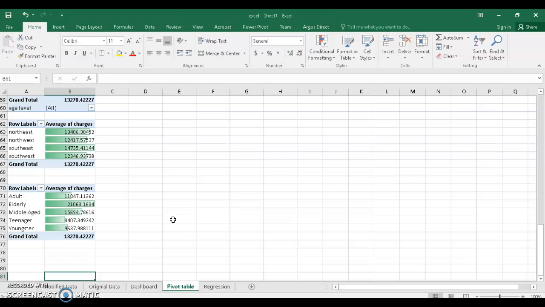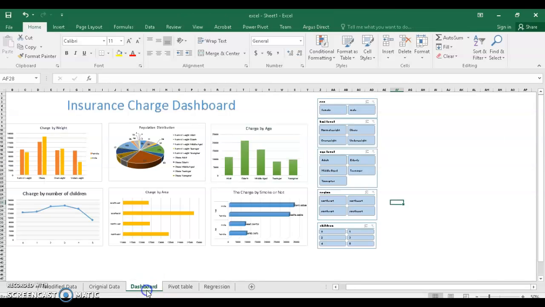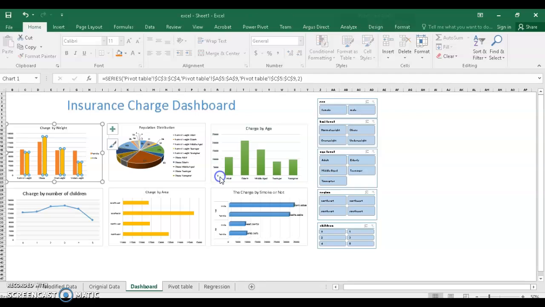And the last pivot table is about the age group and the insurance cost. So we can see here, if the people are older, they tend to have higher insurance cost. So after explaining the pivot tables, I visualized them and made a dashboard. We can see here, this is the dashboard I made, including 6 graphs and 5 slicers.